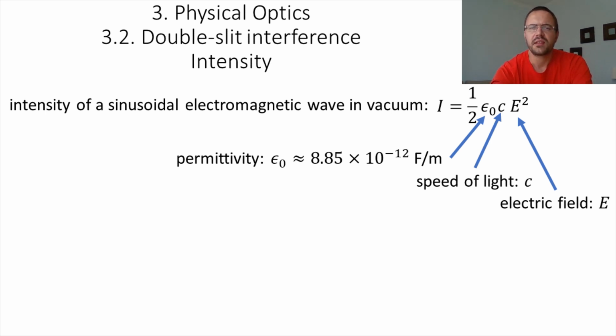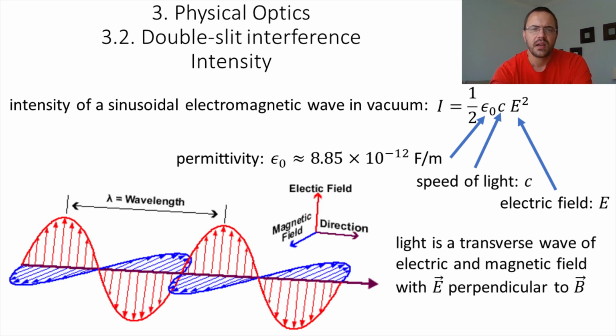Remember, we've already seen that the intensity of mechanical waves is proportional to the square of the displacement. For sound waves, we have seen that the intensity is proportional to the square of the pressure fluctuations. And now you see that for light waves, the intensity is proportional to the square of the electric field. And this is because light is in fact a transverse wave of electric field and magnetic field, with the electric field perpendicular to the magnetic field, and both the electric field and the magnetic field are perpendicular to the direction of propagation.